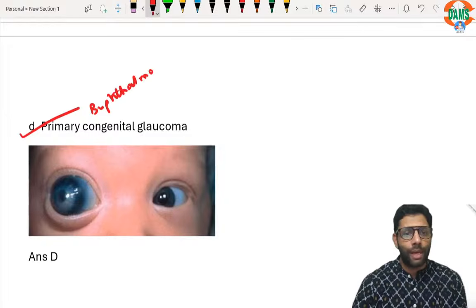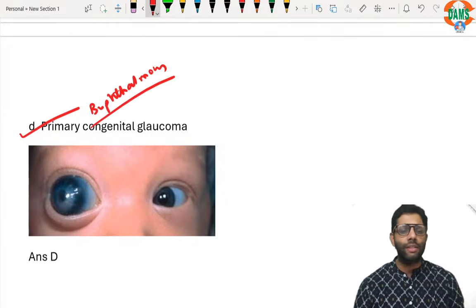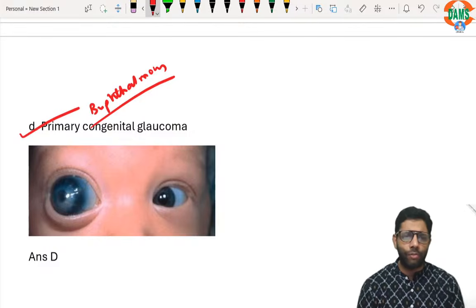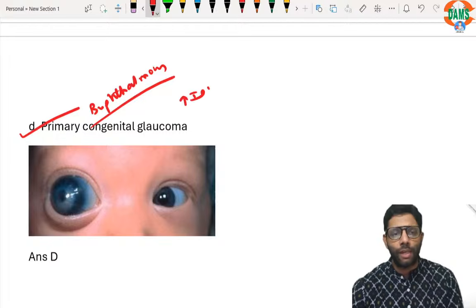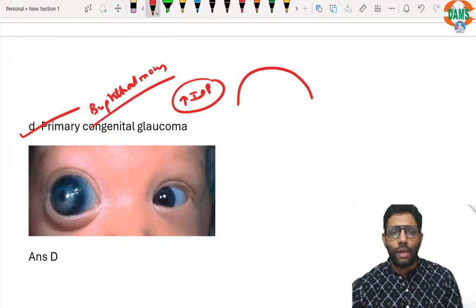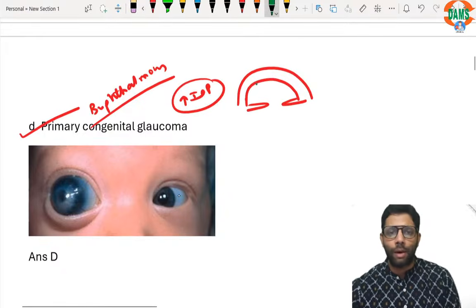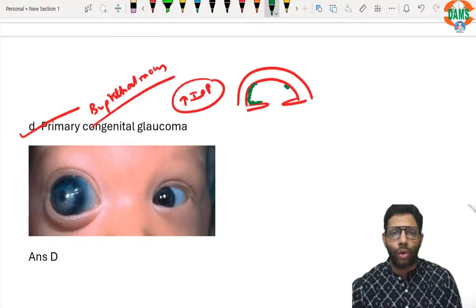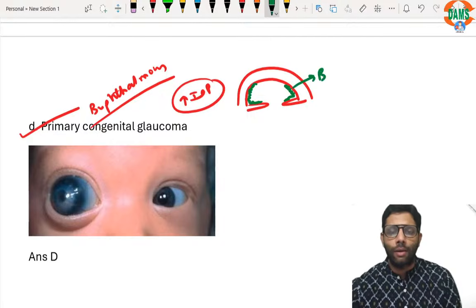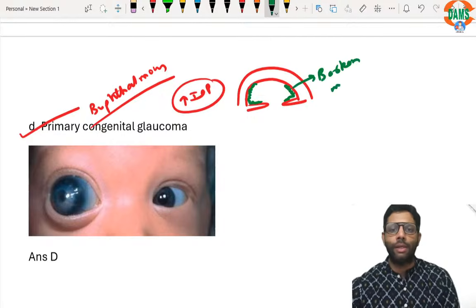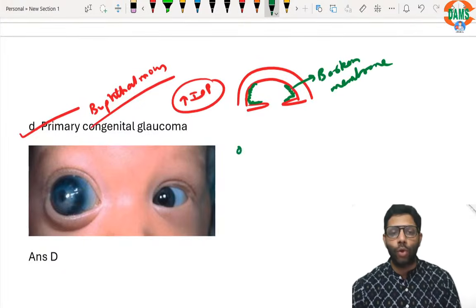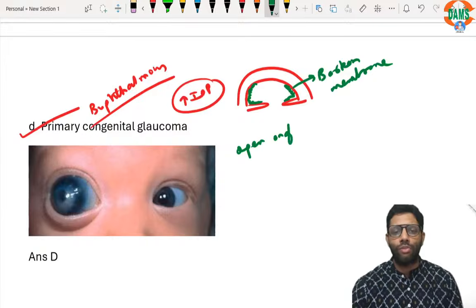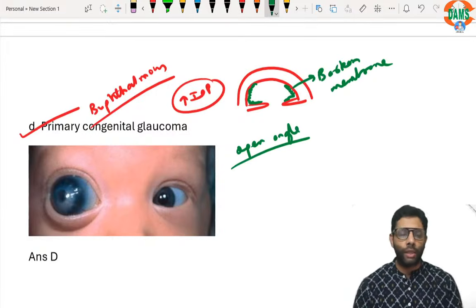Quickly, if I just revise primary congenital glaucoma: why is there photophobia? There is a triad, photophobia, watering, blepharospasm, because of high pressures. There is high pressure in the eye. Why? Because the anterior segment is covered by a membrane, that is Barkan's membrane, which is not allowing the aqueous to go outside. Is that an open angle mechanism or closed angle mechanism? It's an open angle mechanism in primary congenital glaucoma because Barkan's membrane is blocking the trabecular meshwork.